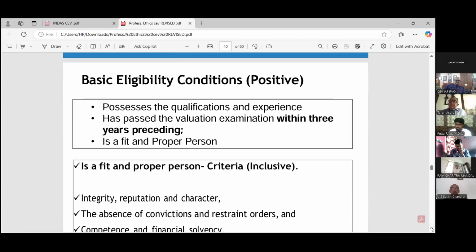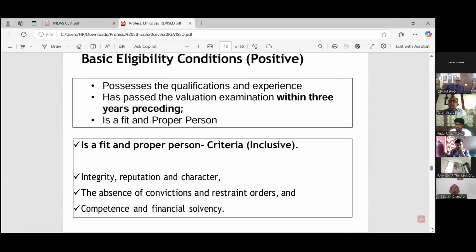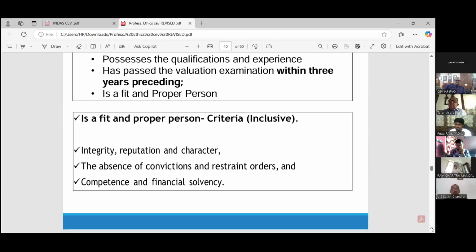A fit and proper person. What is a fit and proper person? The fit and proper person criteria are inclusive. There must be integrity, reputation and character, absence of conviction and restraint order, and there must be competence and financial solvency.